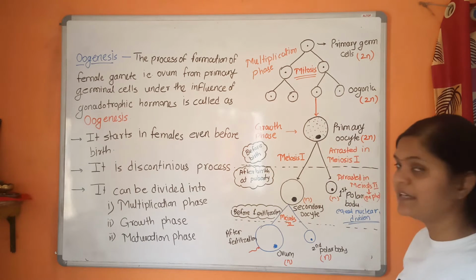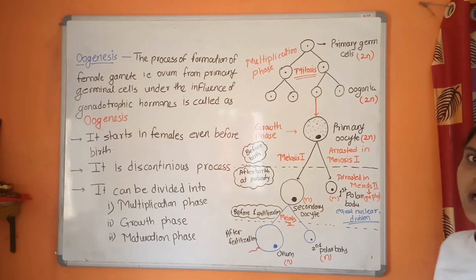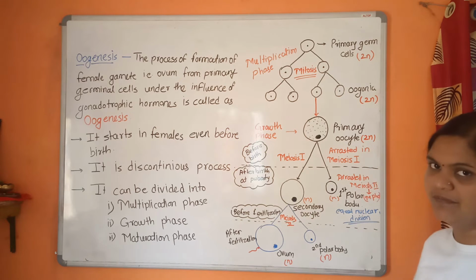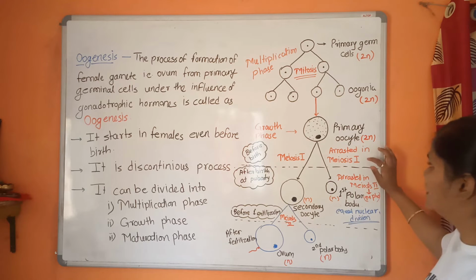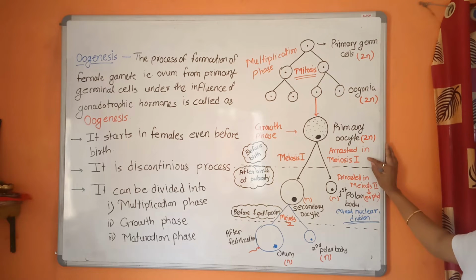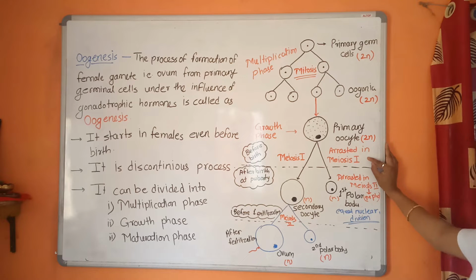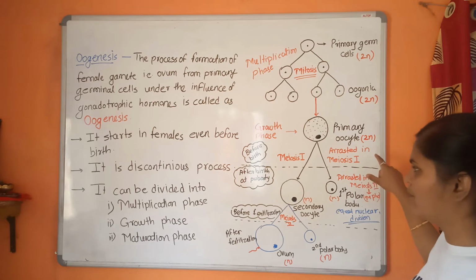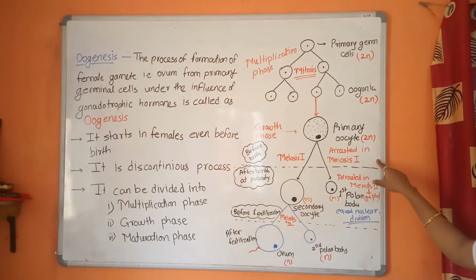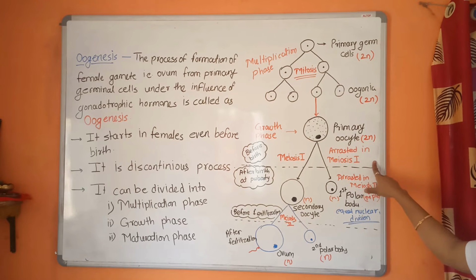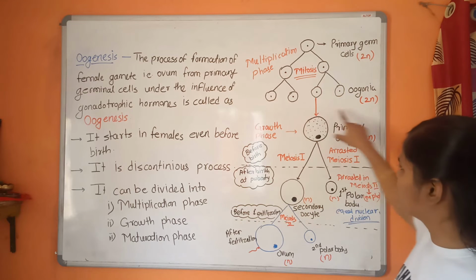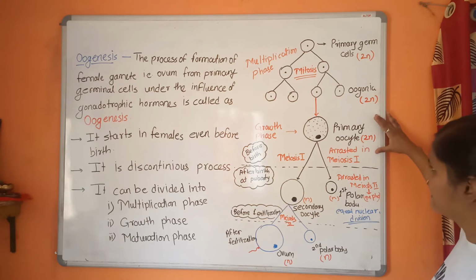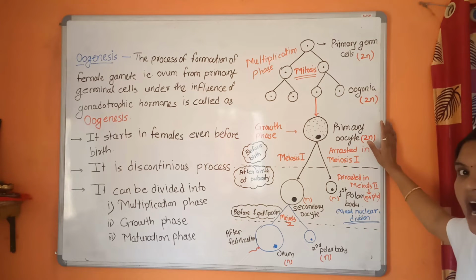The primary oocyte starts meiosis 1, but meiosis 1 is not completed. It is arrested in the diplotene phase of prophase 1 of meiosis 1. So understand this: it is arrested in the diplotene phase, and all this process takes place before birth. So in the human fetus, these primary oocytes are produced.